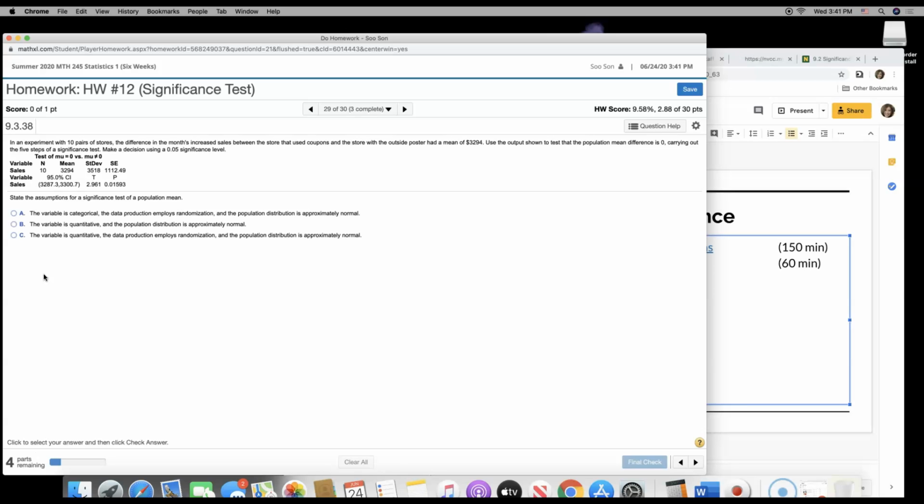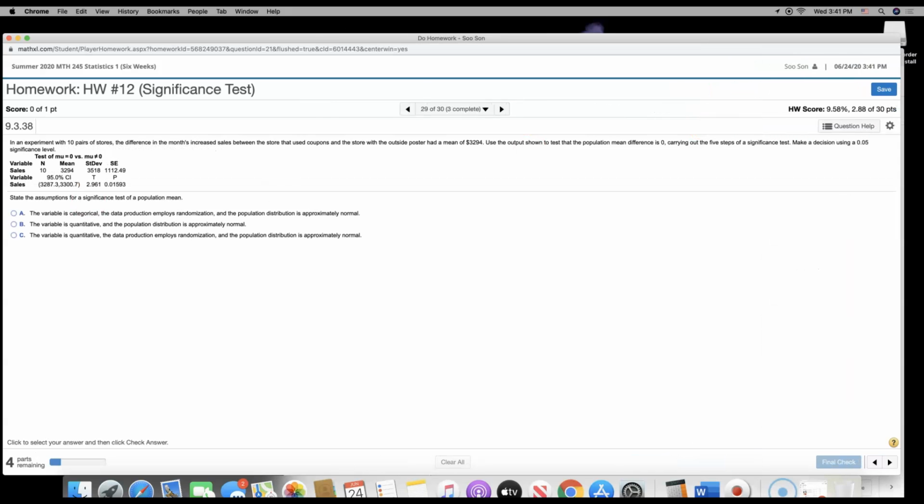So, okay, we're not really doing the test here. It looks like they already did the test for us. So I'm just going to go ahead and look at this output table and then go through the questions they're asking. So let's take a look. State the assumptions for significance test of a population mean.